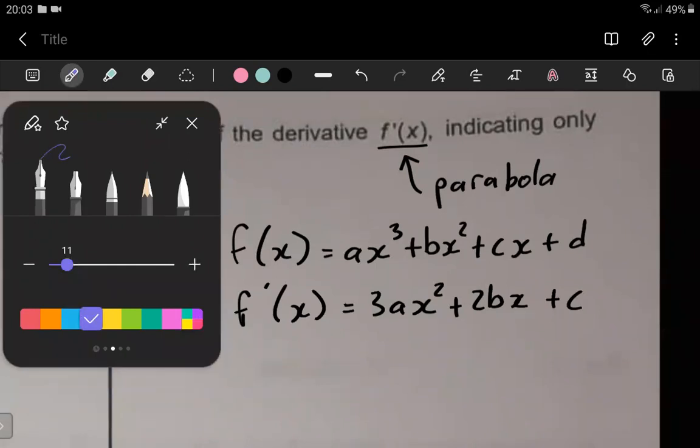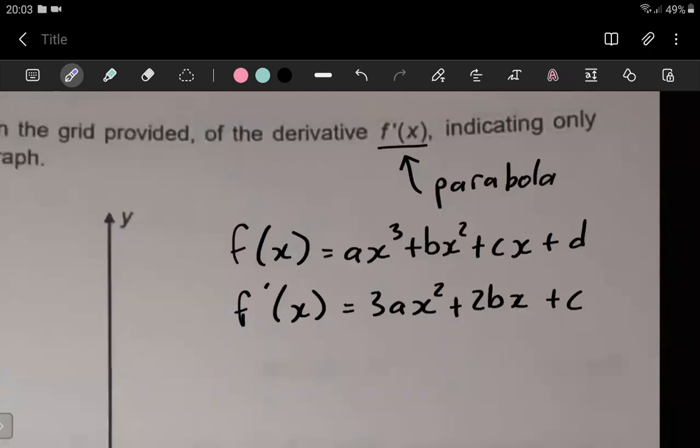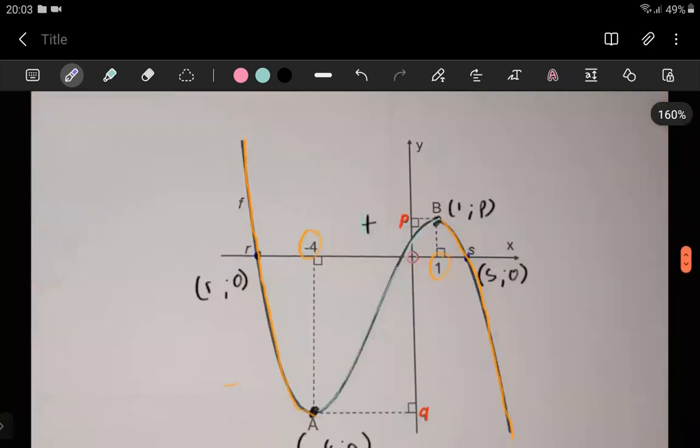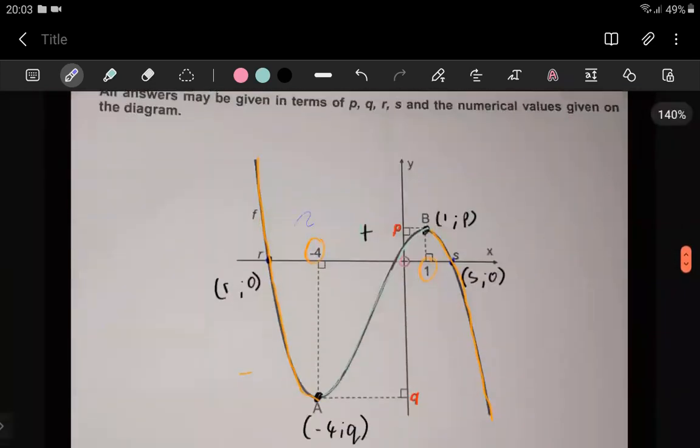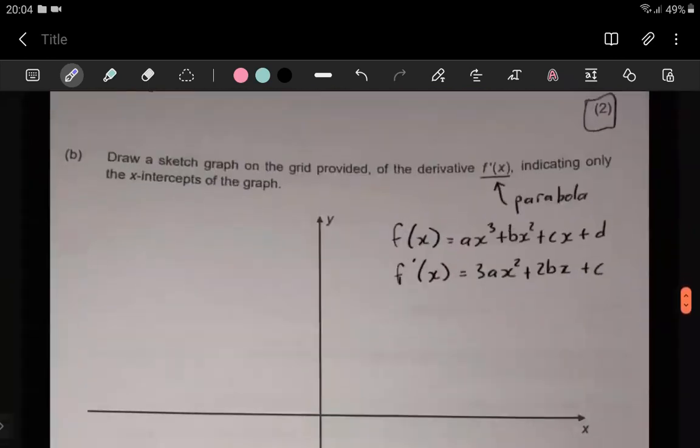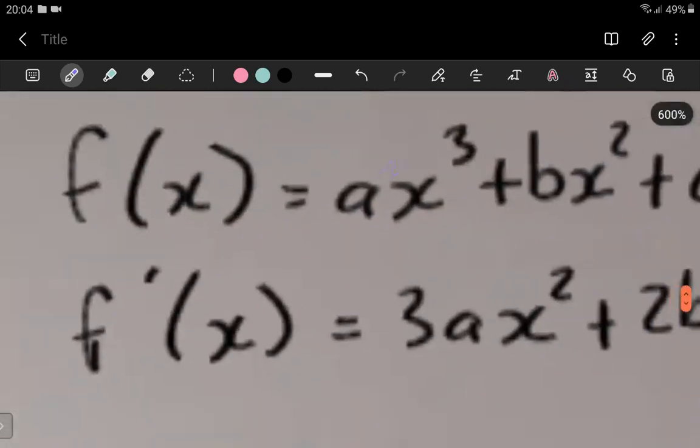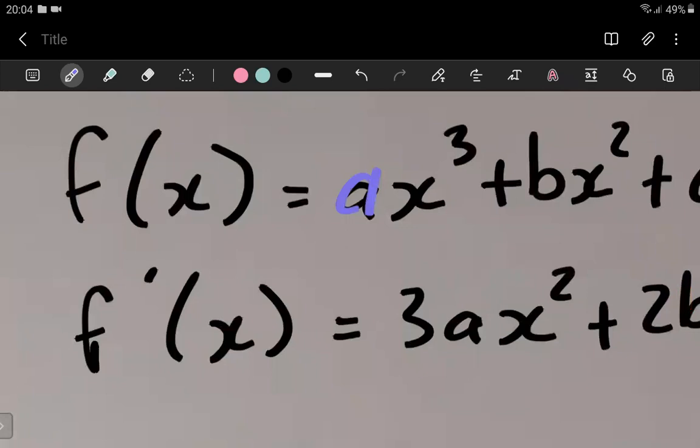We don't have to sketch its exact coordinates, but we just need to know that first we're going to draw a parabola. Firstly, you need to keep in mind that this cubic graph starts off by going downwards, and then it goes up, and then it goes down. In a situation like this, it tells you that the value a here is a negative value. So if this is a negative value, it automatically means that the first derivative is also going to be negative.